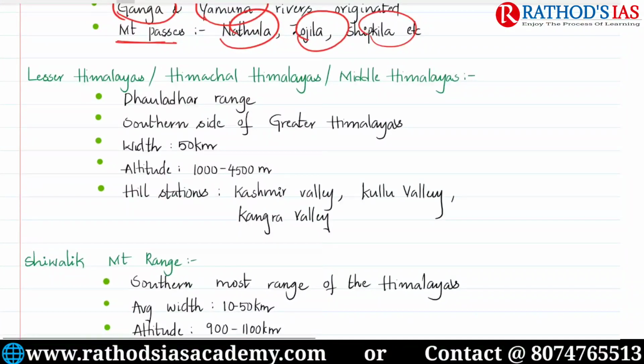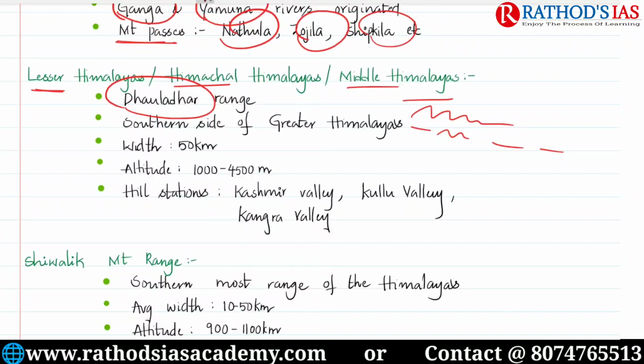And next, let us see Lesser Himalayas. Lesser Himalayas are also called Himachal Himalayas and Middle Himalayas. And not only that, another name here is that they are also called Dhauladhar Range. So Dhauladhar Range is nothing but Lesser Himalayas. So here we have Trans Himalayas, Greater Himalayas. Below that we have this Lesser Himalayas.